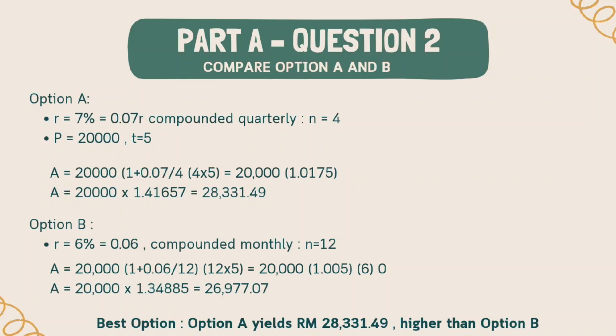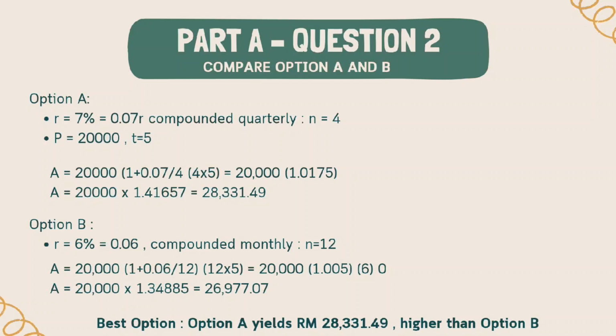So the first, option A, offers an annual interest rate of 7% compounded every 3 months, and option B offers an annual interest rate of 6% compounded monthly. Which option would yield a higher return on 20,000 ringgit for investment over 5 years?